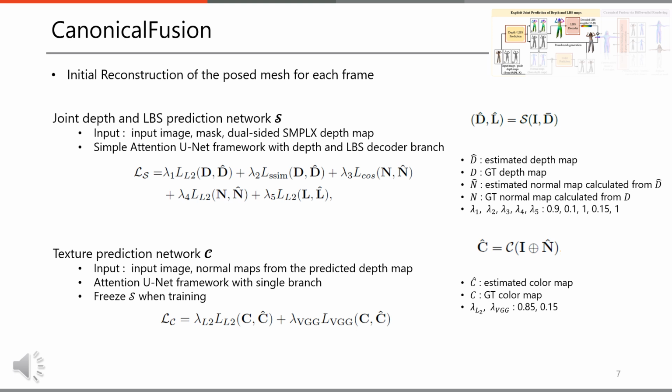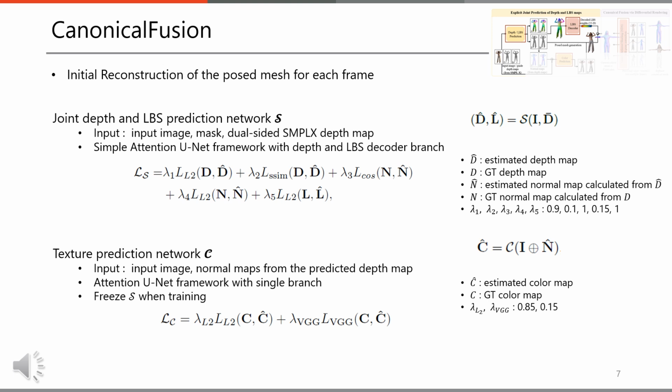Then we use this compressed LBS map and depth map as GT and predict them using input image and fitted SMPLX depth map. We use a simple attention UNet with separate LBS and depth map decoder branches. We use some common losses like L2 and SSIM loss to train this network.